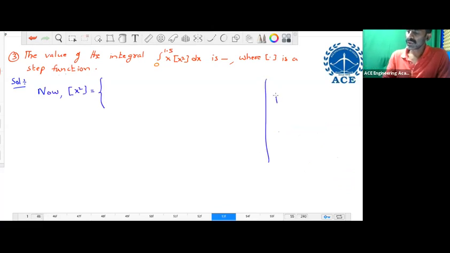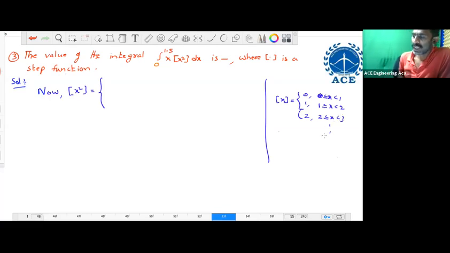Already we know that step of x equal to 0 when x belongs to the 0 to 1 interval, 1 when x belongs to 1 less than or equal to x less than 2, next 2 less than or equal to x less than 3, and so on. It is the main definition. But we require step of x square only. Again, similar to this, we write this only, with x square in place of x.